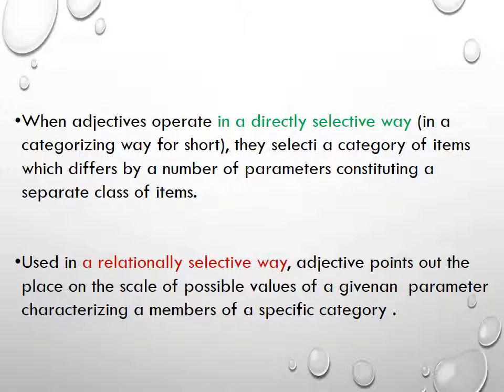Used in a relationally selective way, an adjective points out the place on the scale of possible values of a given parameter characterizing members of a specific category. For instance, the adjective big, when used in the phrase a big virus, states that we mean the virus which is one of the biggest among viruses. When used in the phrase a big star, it states we mean one of the biggest among the stars.